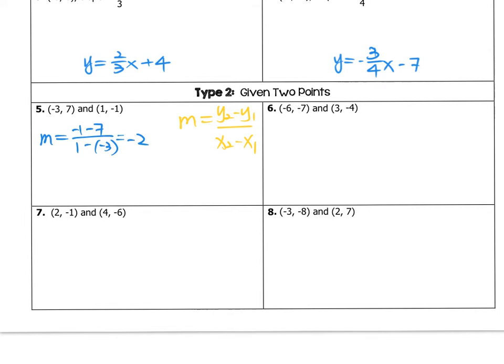That's fine. You can take any point. In this case, I'm going to do the first one. So y minus y1 equals slope times x minus x1. So if you simplify that, you should have y equals negative 2x plus 1.